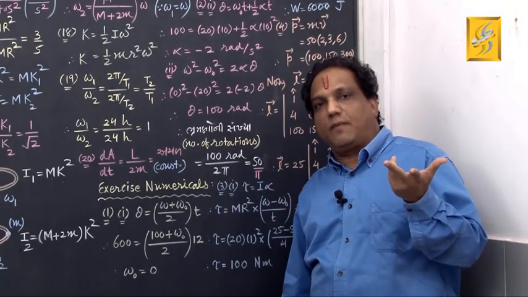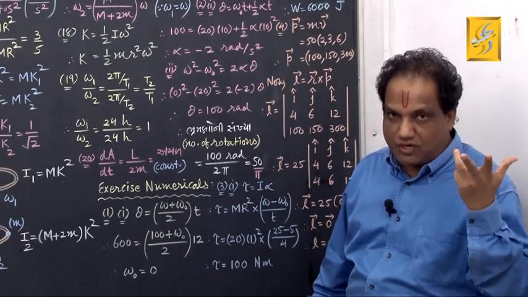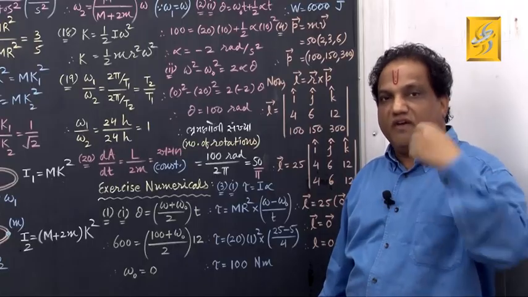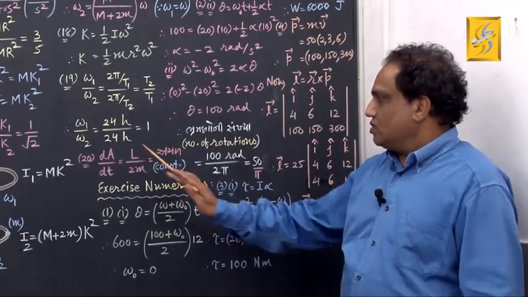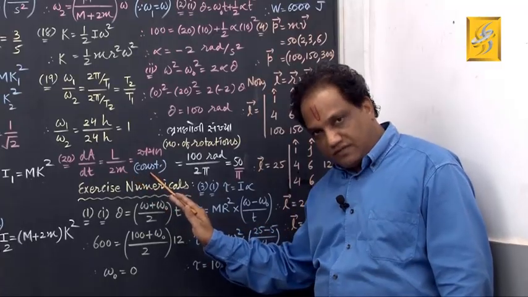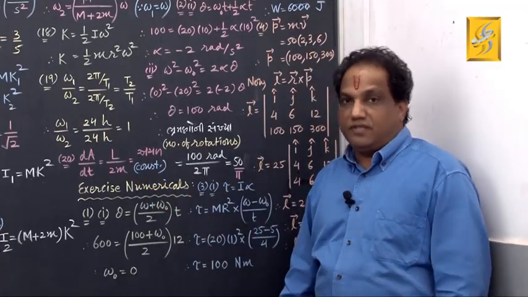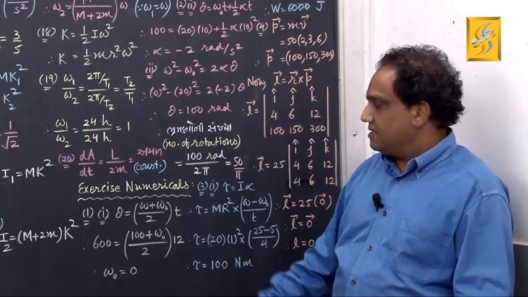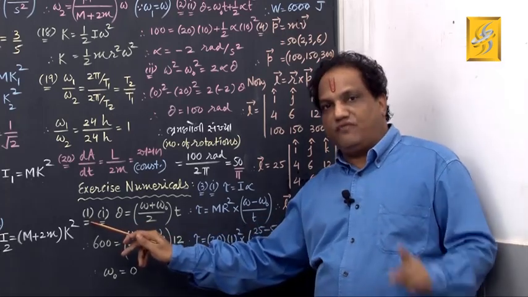Come on, according to Kepler's second law of planetary motion, don't you know, the areal velocity of every planet remains constant. So dA by dt equals L upon 2m, and that remains constant. Now, we begin the numericals from the exercise. Just kindly read the statement of the first exercise sum.